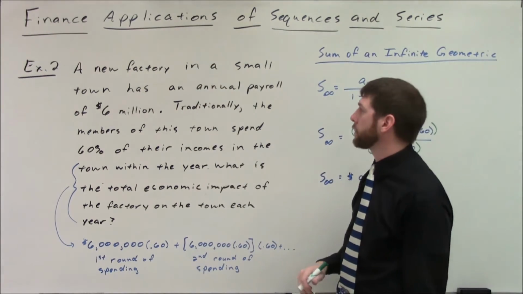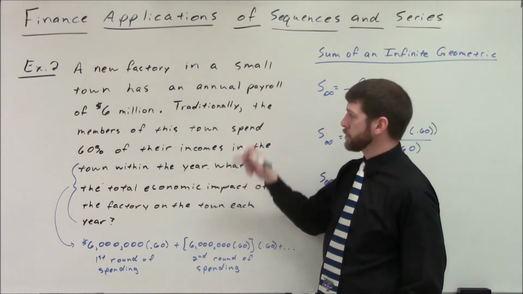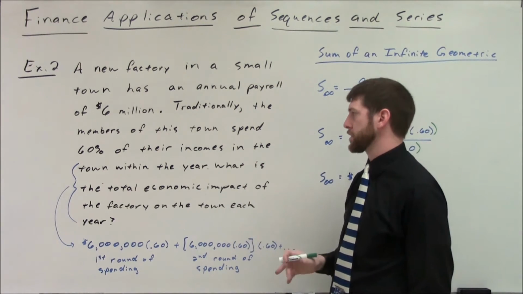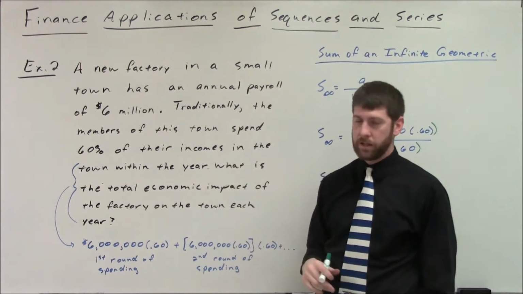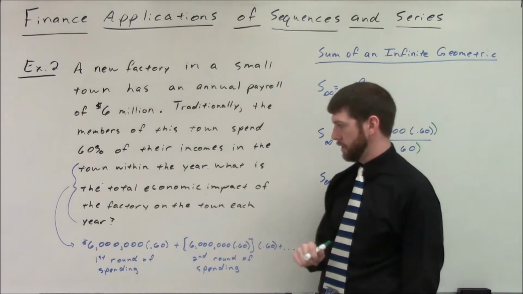This one says a new factory in a small town has an annual payroll of $6 million. Traditionally, the members of this town spend 60% of their incomes in the town within the year. What is the total economic impact of the factory on the town each year?